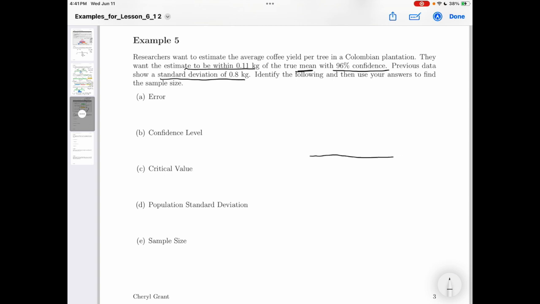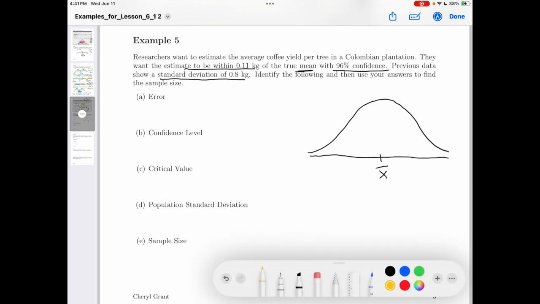So this is the picture that we have. We're trying to estimate a mean. So our point estimate is going to be in the center, and that's going to be our sample mean. Okay, the question says we want the estimate to be within 0.11 kilograms. So that's our error. We want to be within 0.11 kilograms.